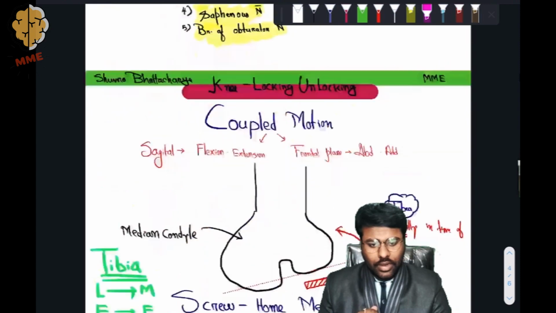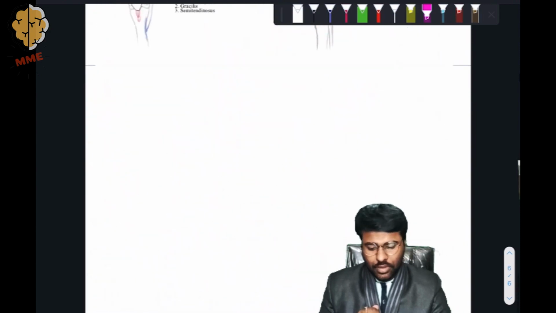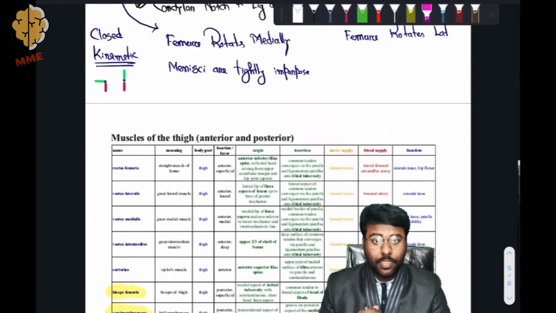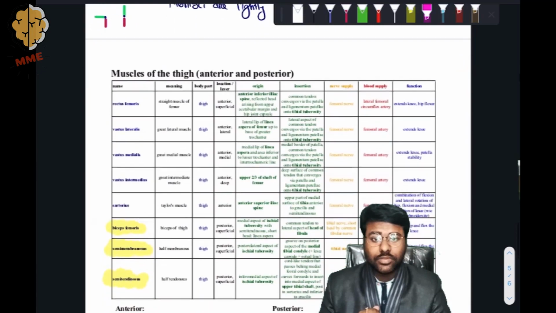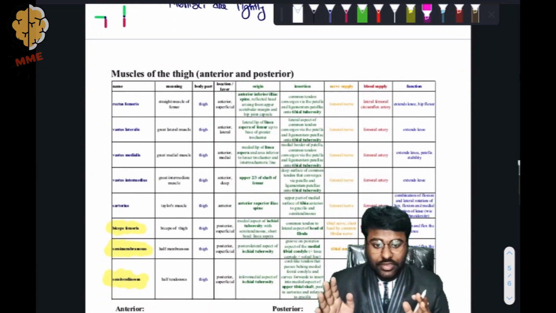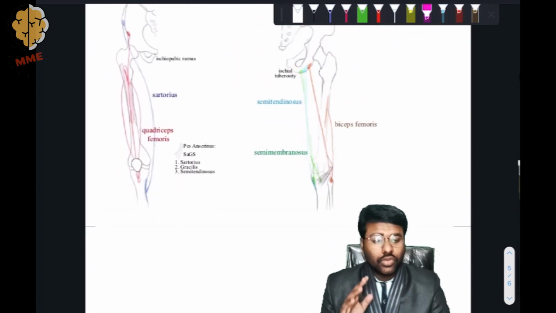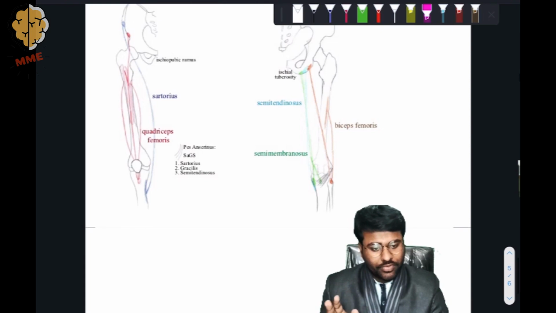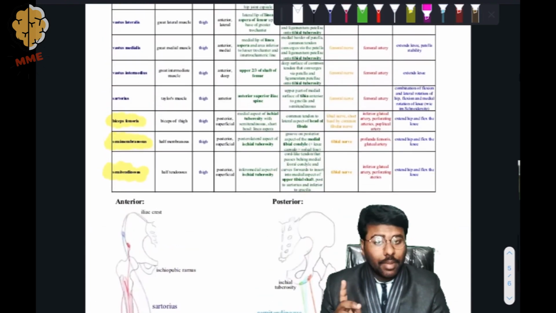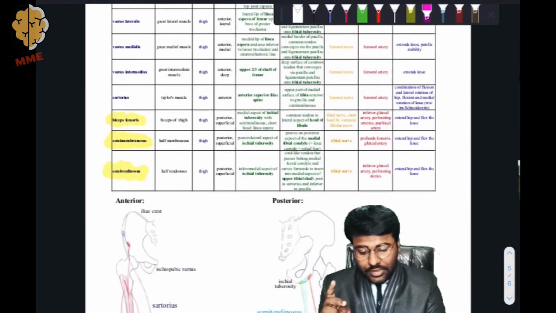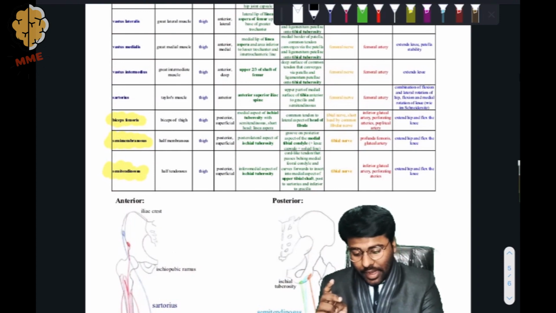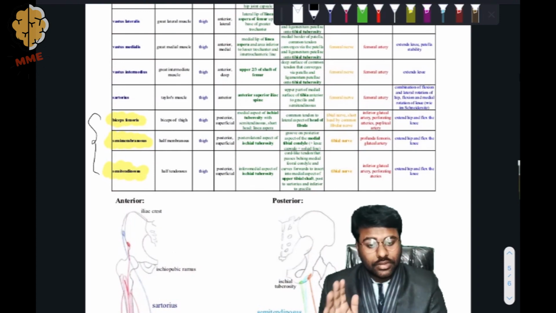Now I just want to mention, I will definitely share this PDF where the muscles of the thigh, anterior and posterior, are included in a master chart with the diagram also. I will provide the PDF in your WhatsApp group. If any problem, contact me, I will definitely solve your problem. These three highlighted muscles are called the hamstring muscles of the thigh.